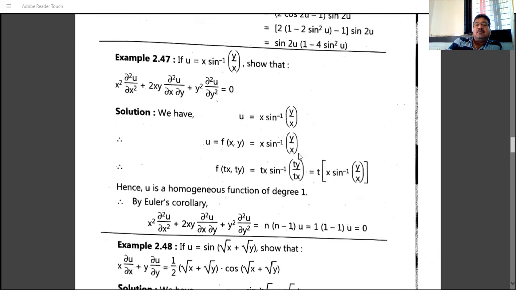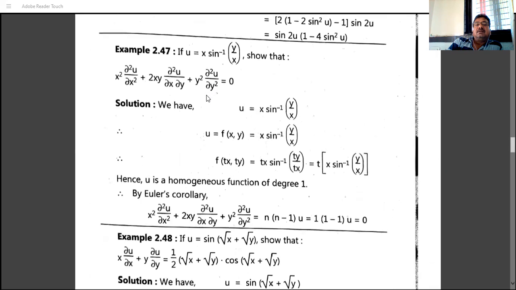So the same problem, second problem, next problem. u is x sin inverse y by x. Show that this. So u is equal to x sin inverse y by x. If you denote this function by f(x, y), then consider f(tx, ty), substituting x and y as tx and ty.